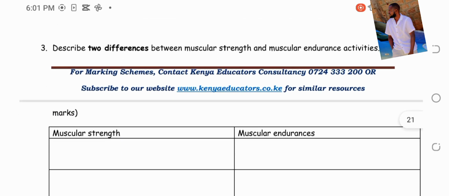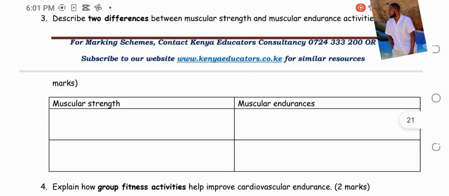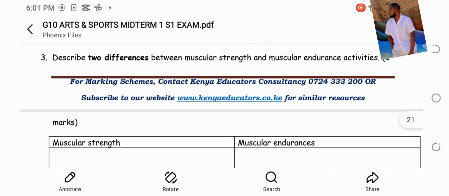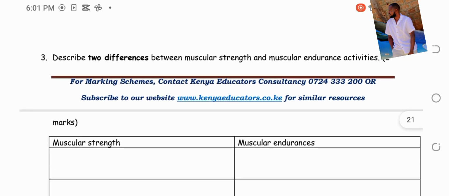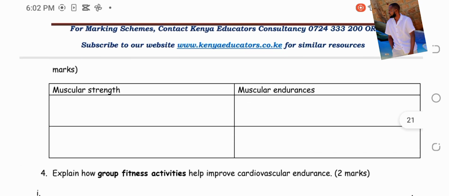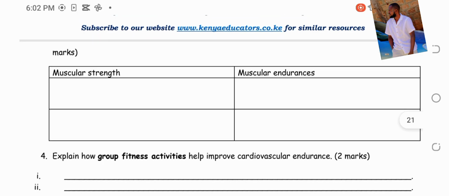Number three, describe two differences between muscular strength and muscular endurance activities. So when we come to the first difference, we say muscular strength has short, powerful effort. Then muscular endurance, we say sustained effort. That's a difference. Sustained means can take for a longer time.